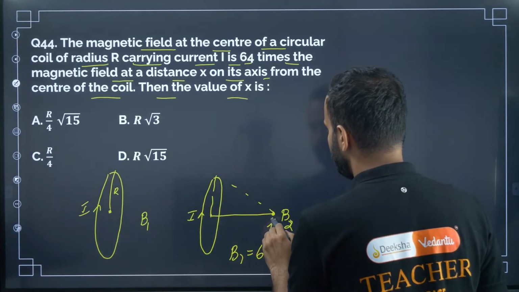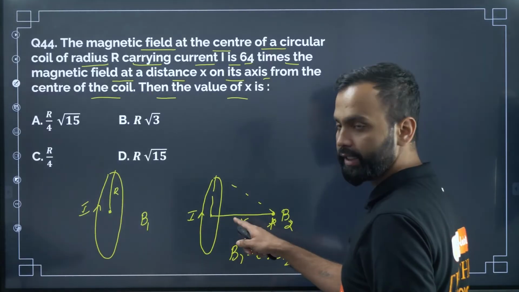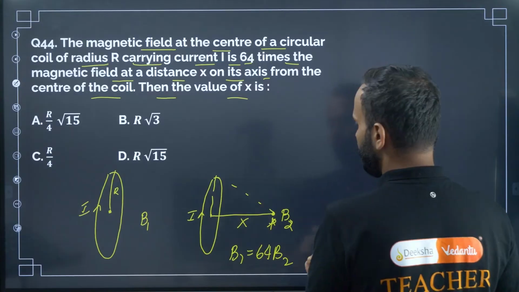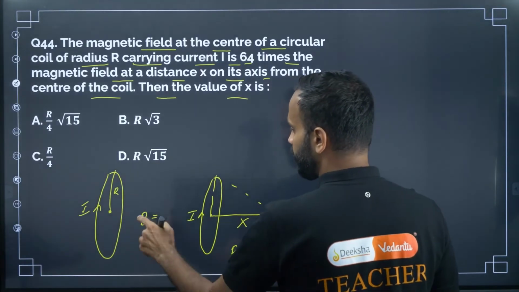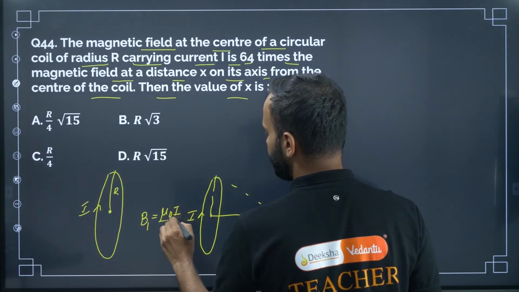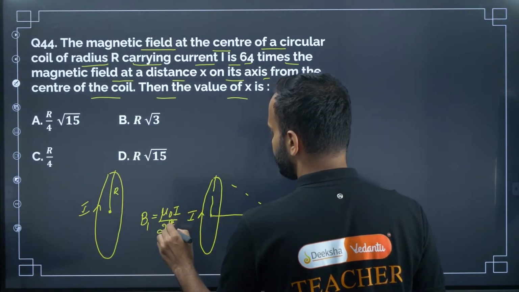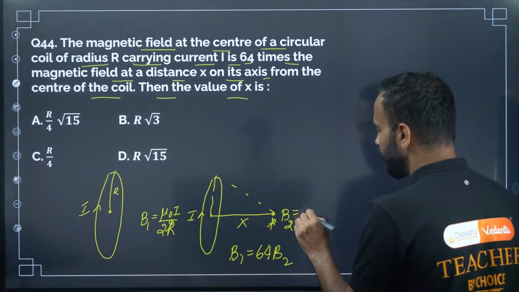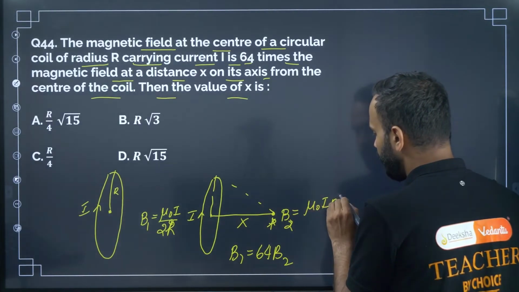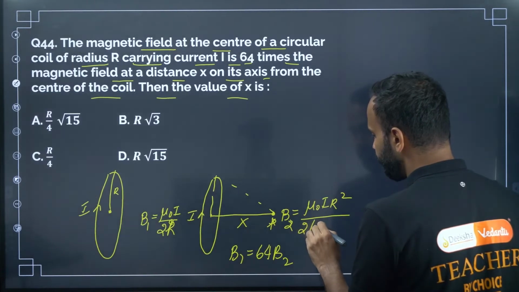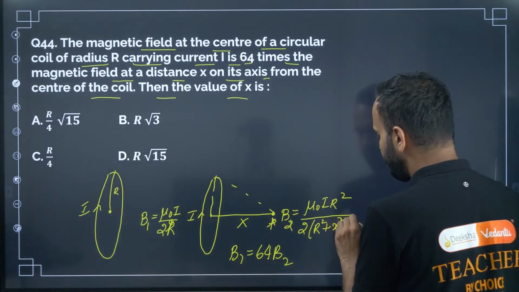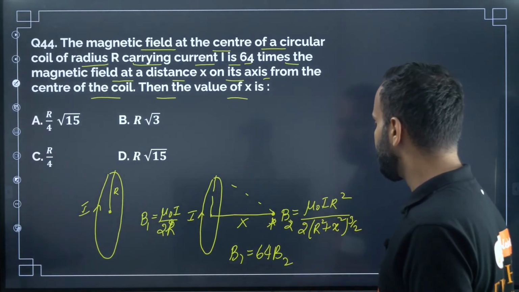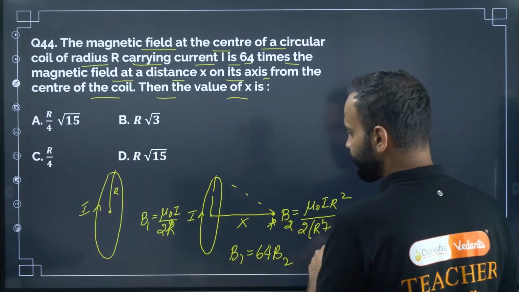Okay, so we need to find the value of x. This is point P. We need to find the value of x, that is the distance between point P and the center of the coil. So what is the expression of B1? B1 equals mu naught I divided by 2R, right? What is the expression of B2? B2 equals mu naught I R square divided by 2 into r square plus x square to the power 3 by 2. If you don't know this expression, just go through the NCERT. The derivation is there.